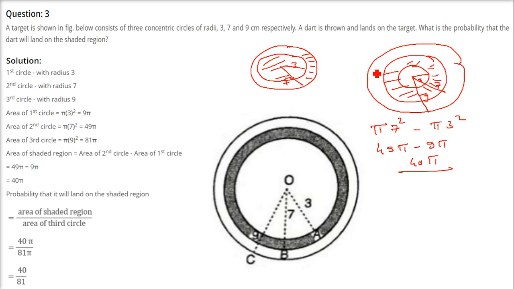And what is the whole area? This is the complete area, where the highest radius is 9. So pi into 9 square, it is 81 pi. This is going to be 40 by 81. This is the answer. So favorable region divided by the complete region is the geometric probability.